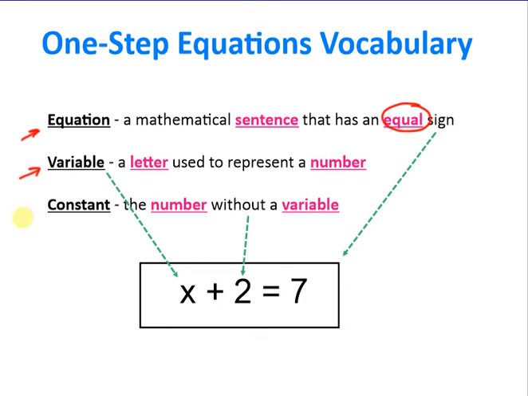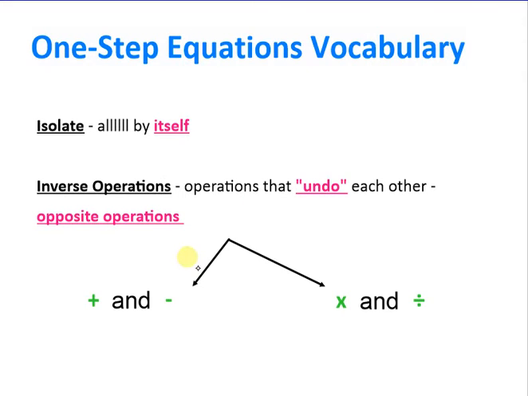You also need to remember what a constant is. A constant is a number without a variable. And so here I've created a little equation for you so that you can match up the vocab words. So here's your variable, here's your constant, and then all this together is your equation. Okay? Now, some new vocabulary words for you.